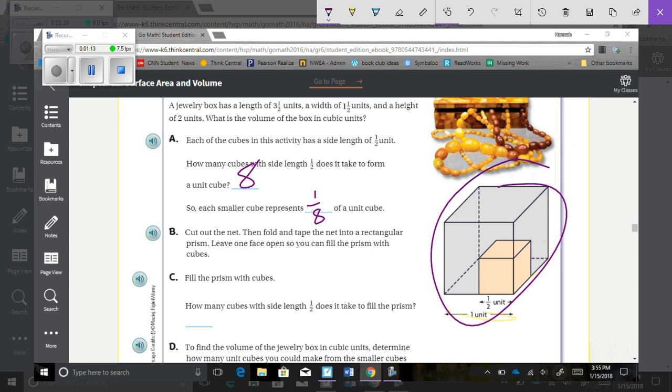Then I want you to cut out the net, fold and tape the net into a rectangular prism. Leave one face open so you can fill the prism with cubes. Then you're supposed to fill the prism with cubes. So how many cubes with the side length 1/2 does it take to fill the prism?